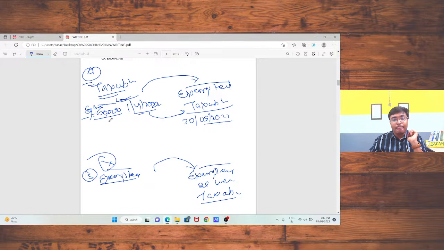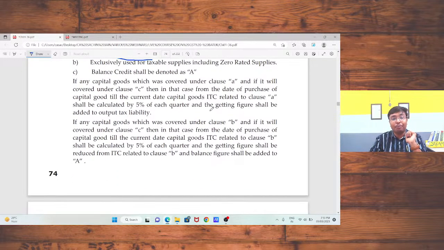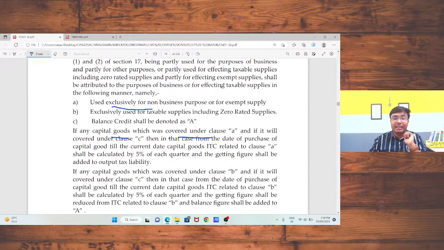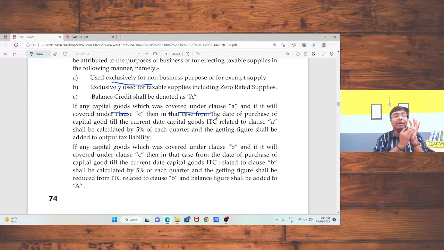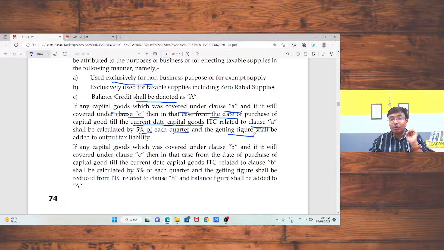Now you are going to use that plant and machinery for taxable as well as exempted purposes. Now read the language of the law. If any capital goods which were covered under clause A, that means exclusively for non-business purpose, we are taking the second situation first, and it will now be covered under clause C, that means for both taxable as well as exempted, then from the date of purchase of capital goods till the current date, ITC related to clause A shall be calculated at 5% for each quarter, and the resulting figure shall be added to output tax liability.